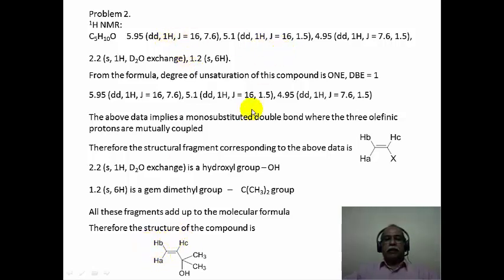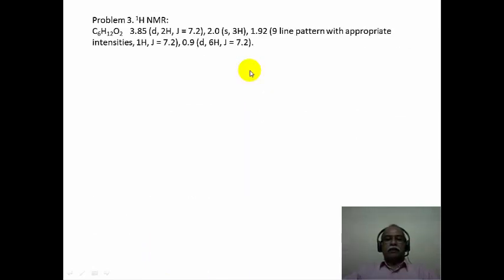So this data is satisfying this particular structural fragment. The D2O exchangeable OH is there, and the gem dimethyl group is also there at 1.2, which corresponds to this fragment. So most likely this particular structure is the correct structure that satisfies the data that is given.